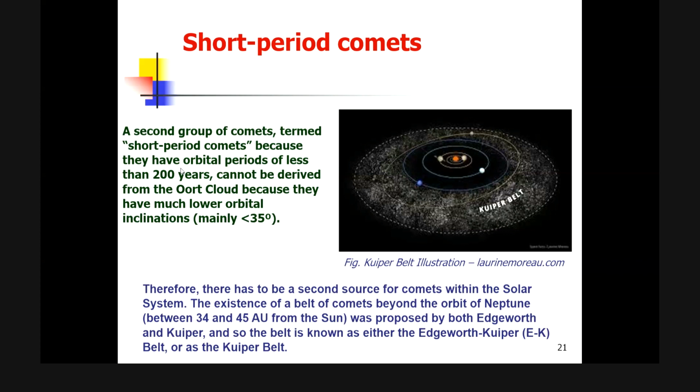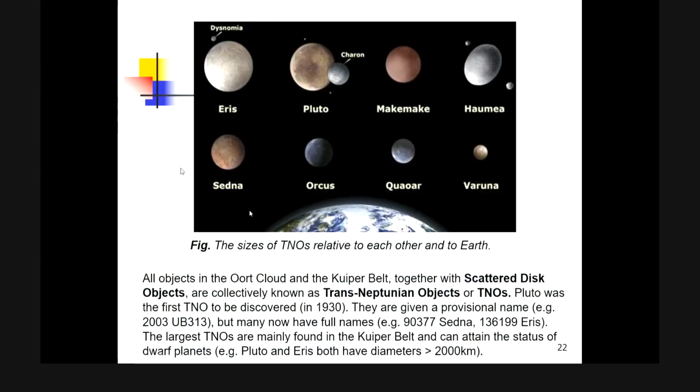And they cannot be derived from the Oort cloud because of their much lower orbital inclination. So there's a second source, which is the Kuiper belt, right? And this lies just beyond the orbit of Neptune. You see in this cartoon over here, right? The Kuiper belt is just beyond the orbit of Neptune, about 34 to 45 astronomical units from the sun. And we had also learned that all objects in the Oort cloud and Kuiper belt, together with the scattered disk objects, are collectively known as the trans-Neptunian objects, and we dealt with several examples of these as well, right?